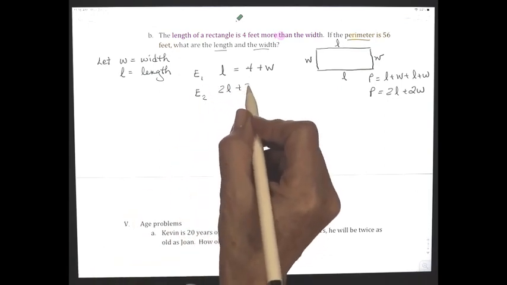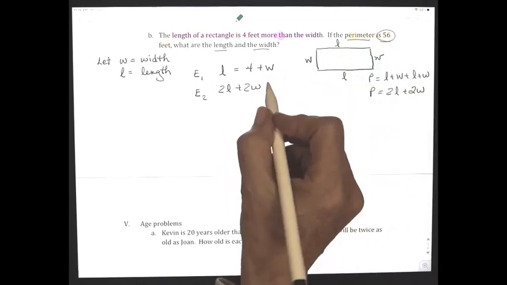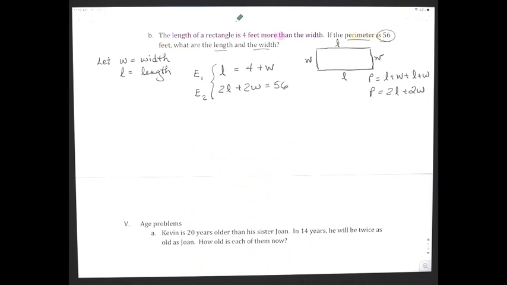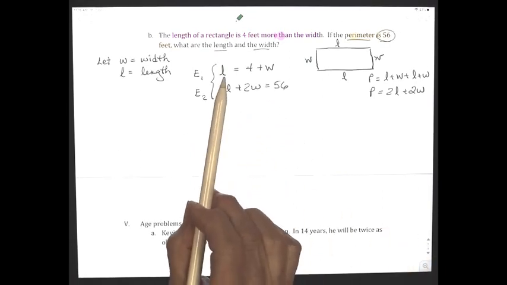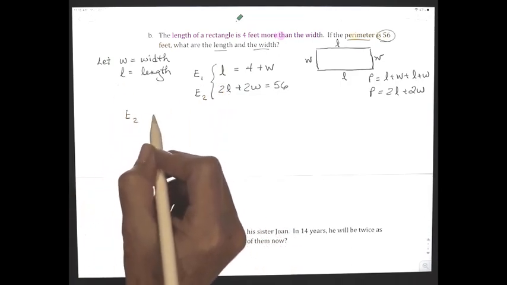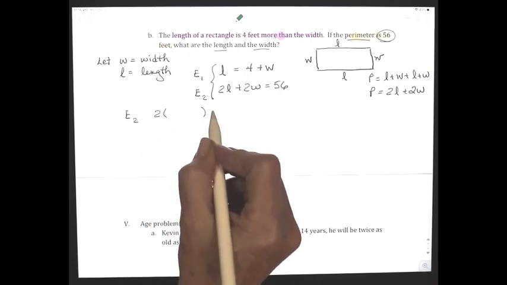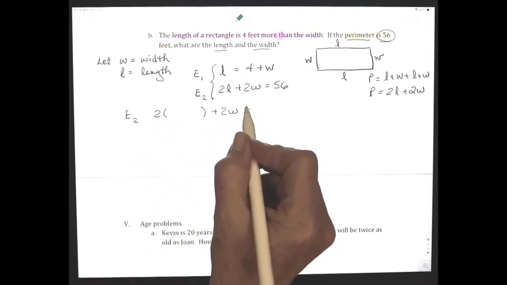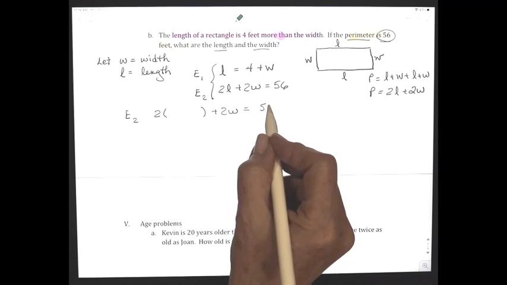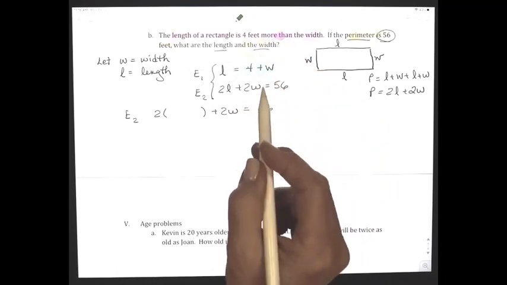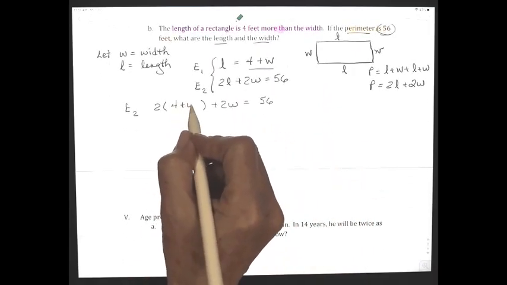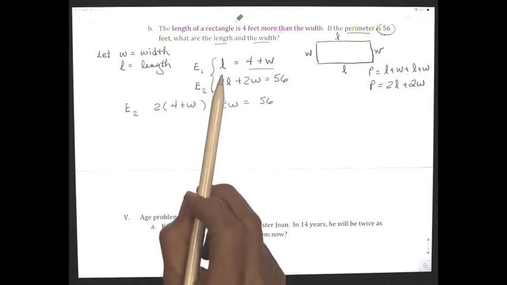2L plus 2W is equal to the perimeter, which is 56. So there are my two equations in two variables. There's my system. First one's already solved explicitly for L, so I'm going to do a quick little substitution technique here. Take equation number 2 and remove the letter L and replace it with this 4 plus W, which is the equivalent for the letter L.